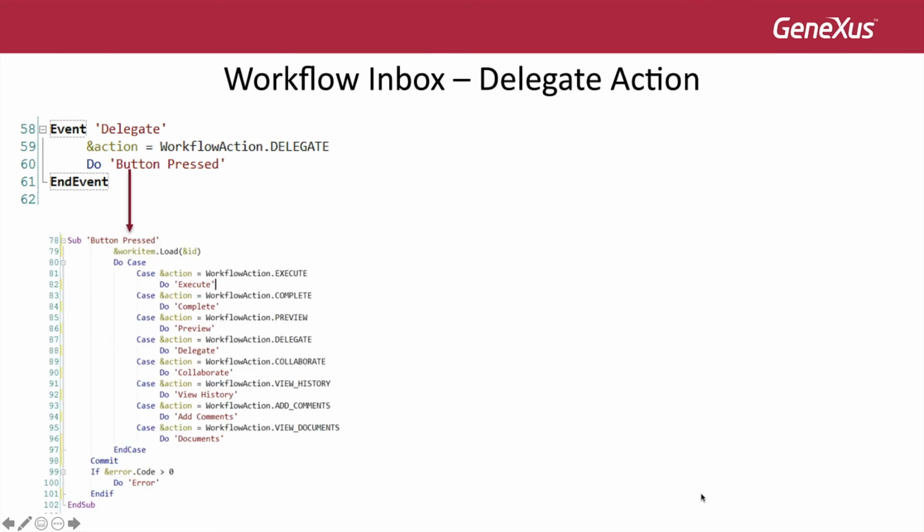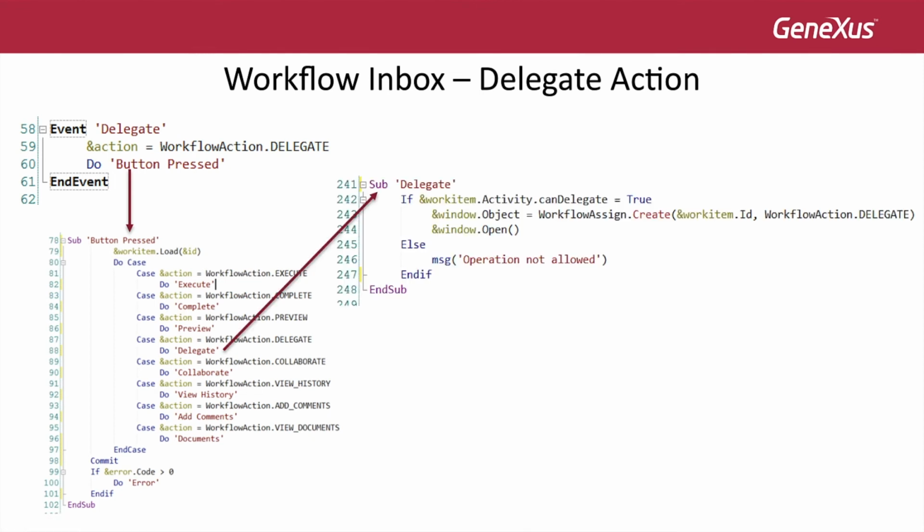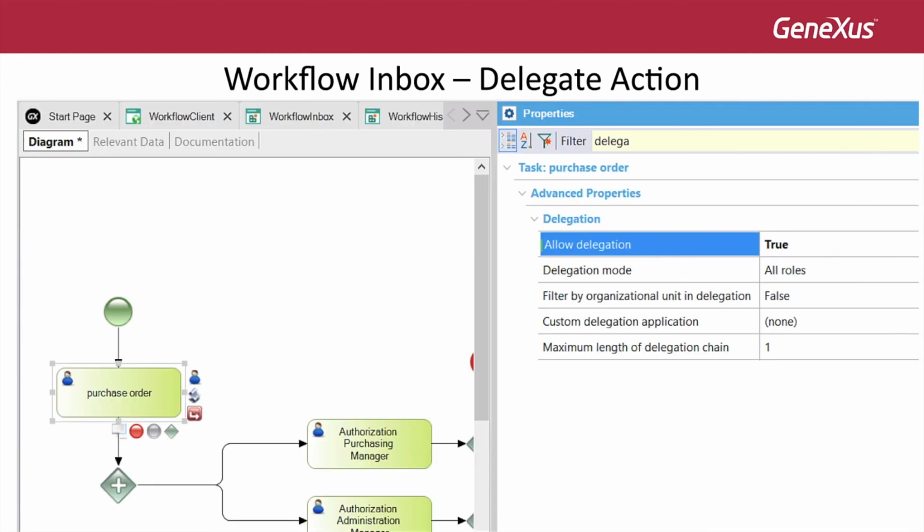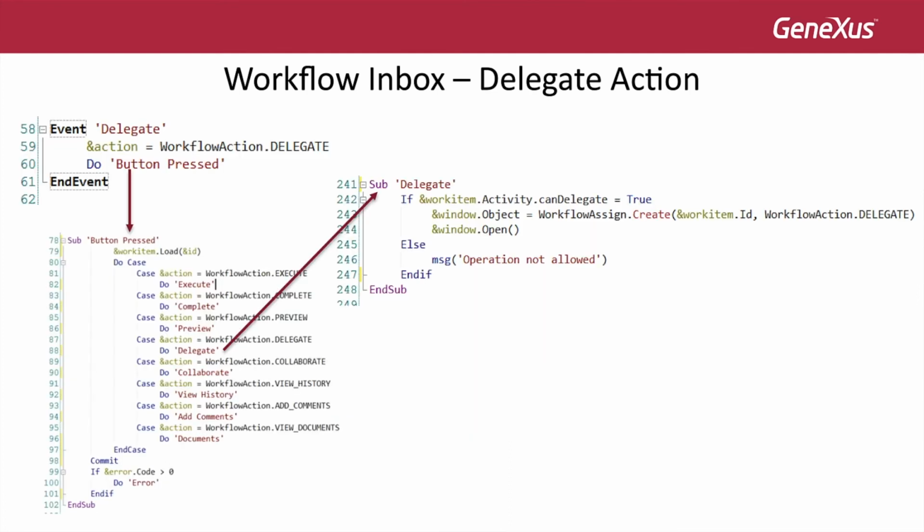In this subroutine, it will load the ID of the work item selected in the grid to the work item variable, and execute the delegate subroutine. In this subroutine, we're going to check that the activity of the work item has enabled the delegate function. You can enable the delegation by selecting the task, the activity, in the diagram, and in the properties, putting true into the allow delegation property. This will enable the delegation action.